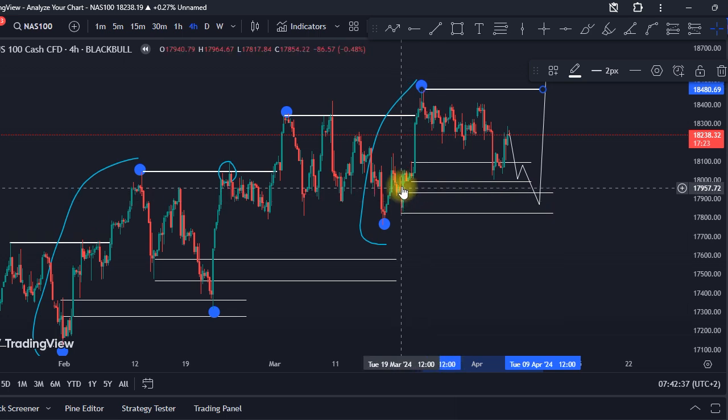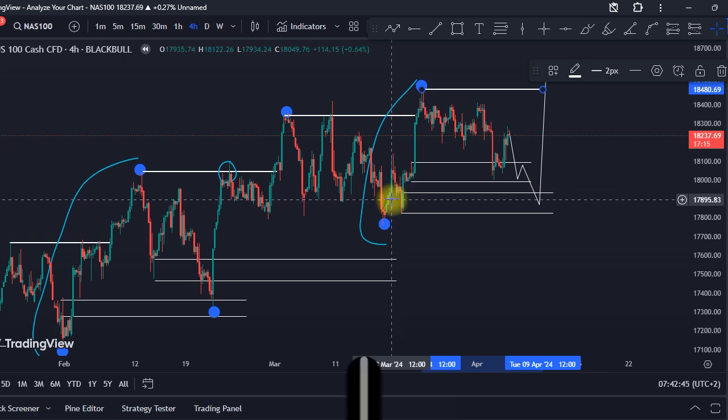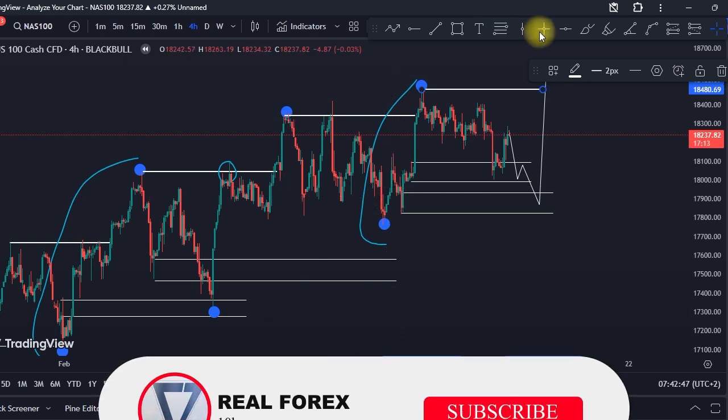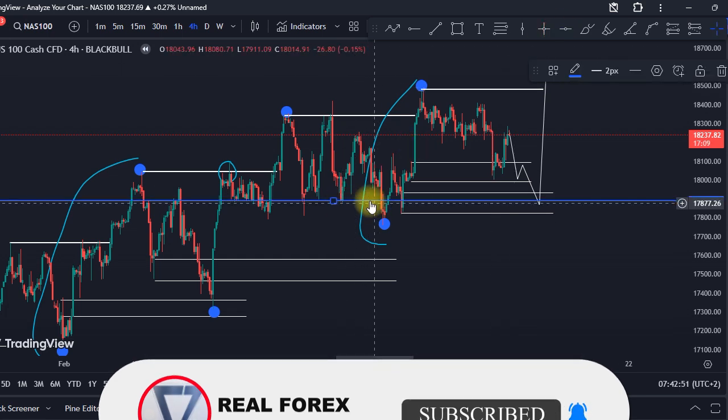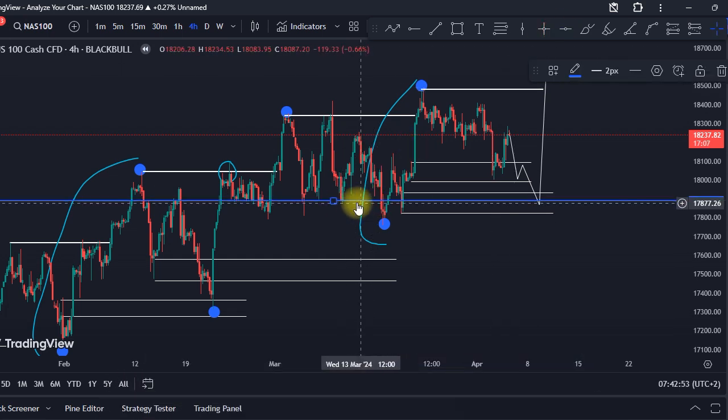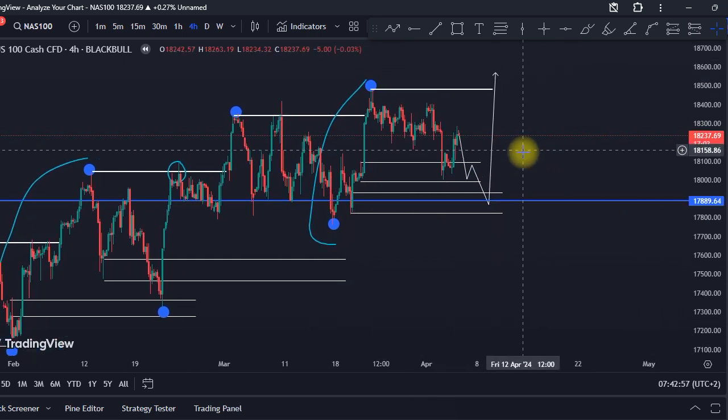As you can see, it is followed by a serious imbalance or price inefficiency, and alongside we also have a QML level over here. So as you can see, this point over here is our QML level, so we are expecting to see the market come into this area and then start pushing to the downside.